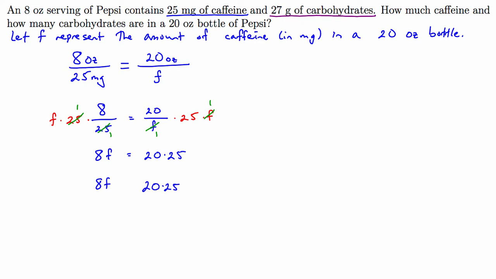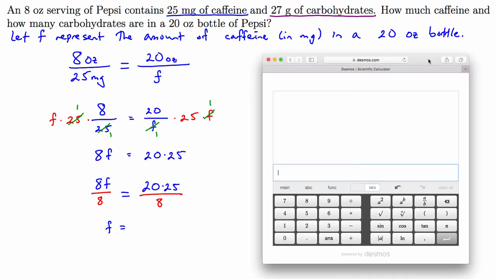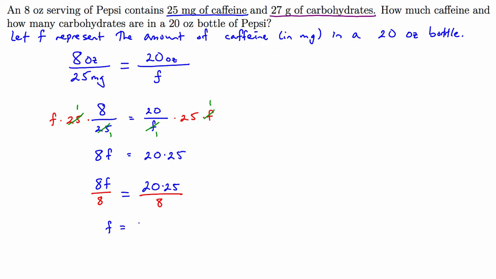Since I'm trying to isolate the F, I need to eliminate its coefficient. Since we're multiplying by 8, I will divide both sides of the equation by 8. And in reducing that equation, we end up with F equals 20 times 25 over 8. I will bring up my calculator to do that calculation. Now with the calculator open, 20 times 25 divided by 8 is 62.5. Therefore we know F equals 62.5.